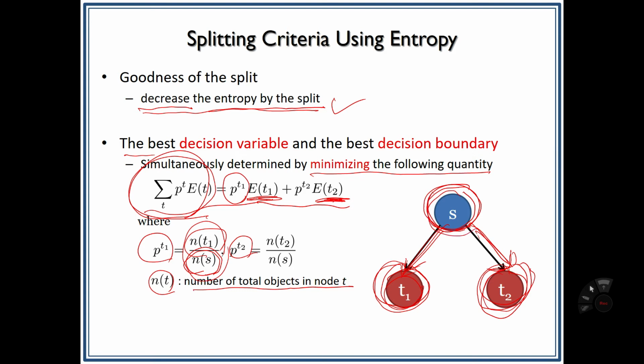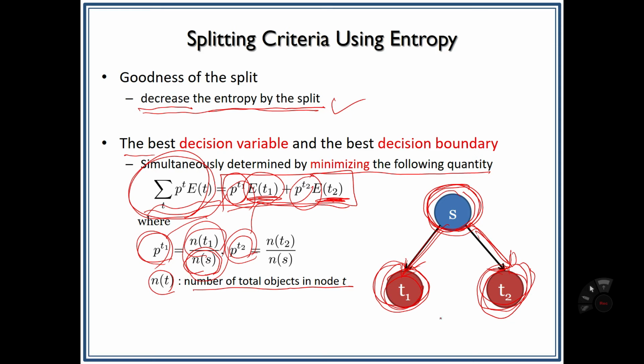The denominator is the number of observations in node S. So the proportion of T1 and the proportion of T2 are used as the weights of each of the corresponding entropies. So this quantity is the weighted average of entropies.